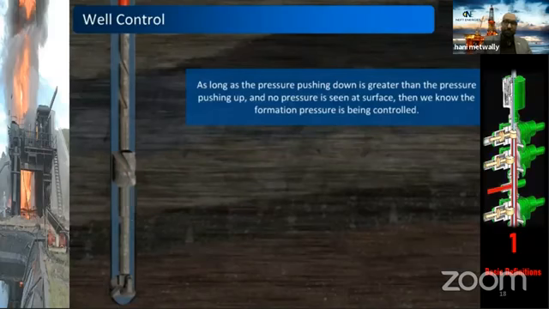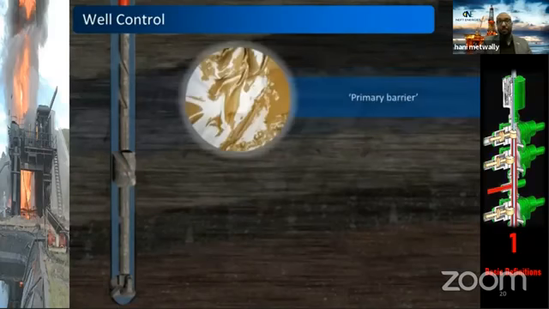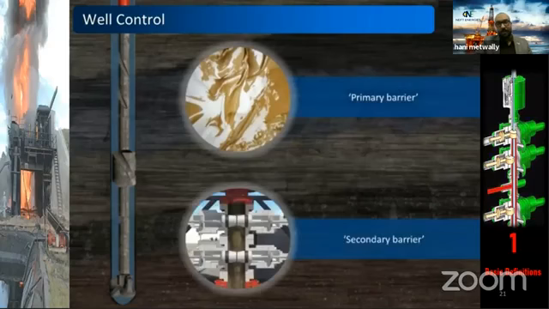As you see, we have a flow, so we need to control the formation. How do we control the formation? Mainly, we will consider the primary barrier, the primary defense line, will be our drilling fluid. So take care, our drilling fluid will be the primary defense line, primary barrier. But in case we lose our primary barrier, what will we do? We will have another option.